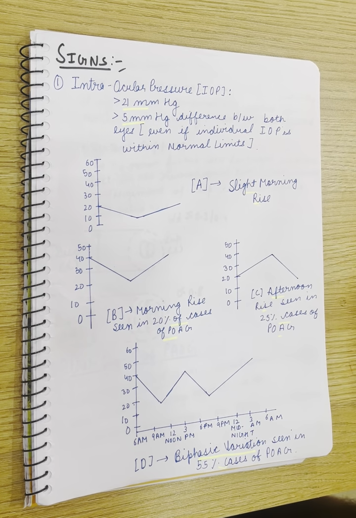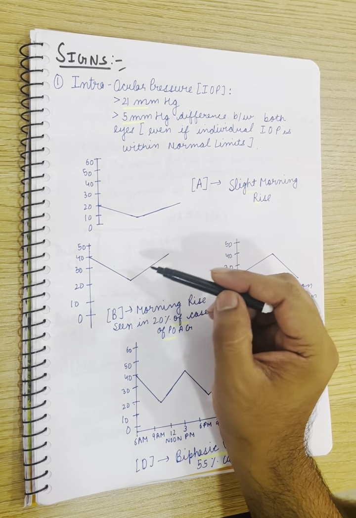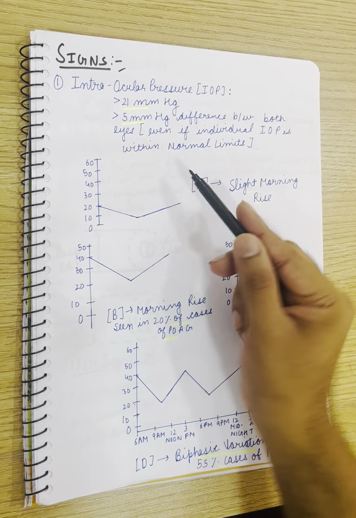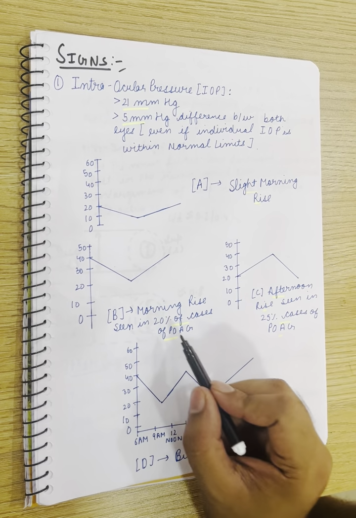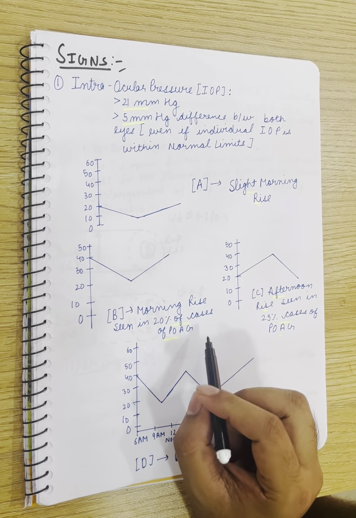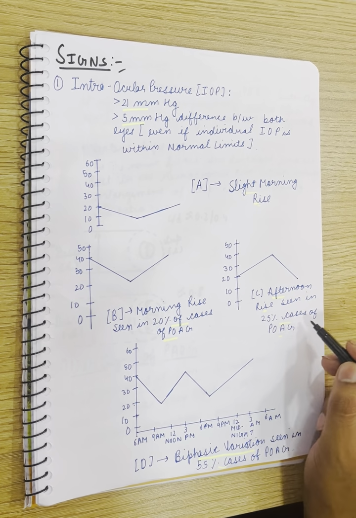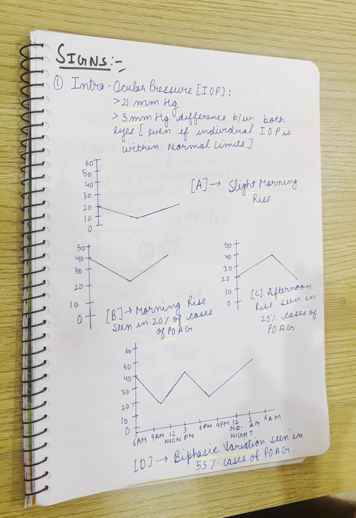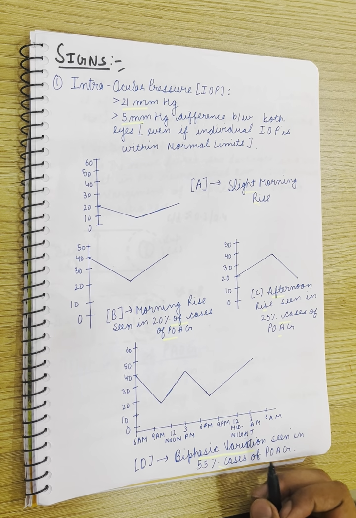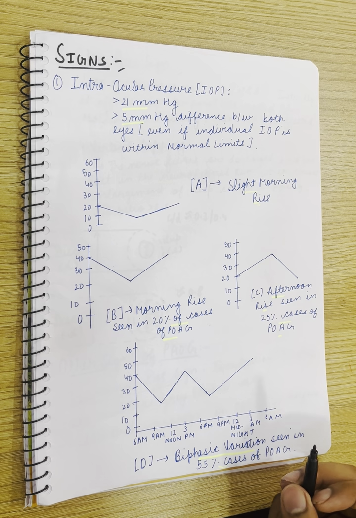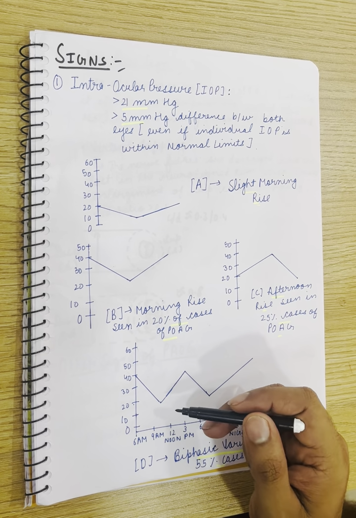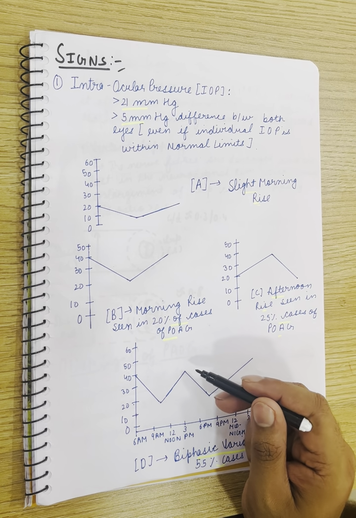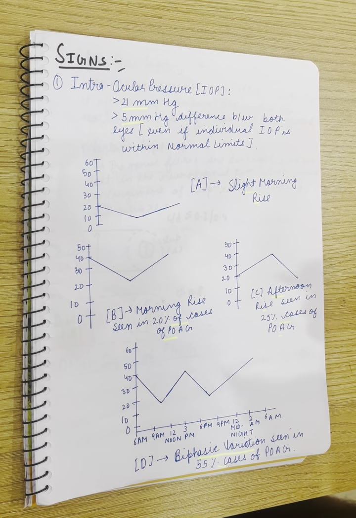In diurnal variation, as you can see in the graph, in 20% of the cases we see a morning rise. In 25% of the cases we see an afternoon rise, and in 55% of cases we see biphasic variation. What is biphasic variation? At 9 am the IOP is less, again at 3 pm the IOP is more. So like this it varies. The variation occurs.